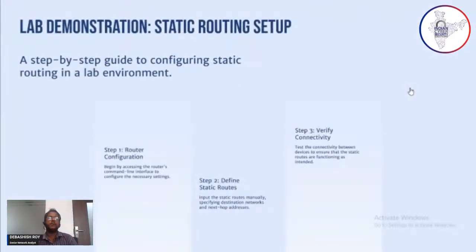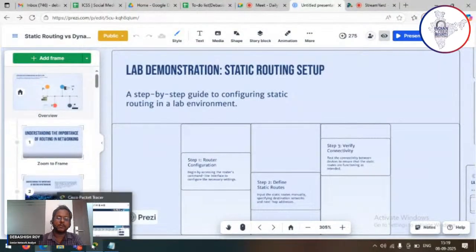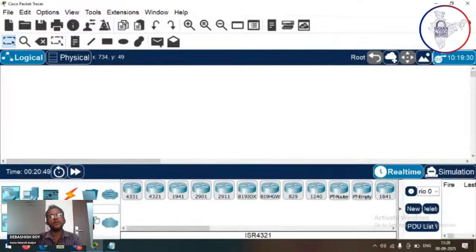So now we will do the demonstration, that is, the step-by-step configuration of static routing and dynamic routing. Let's move to the other simulator, Cisco Packet Tracer, that I have. For the lab, I will show you first the static routing configuration between two routers, and then we will configure the dynamic routing.